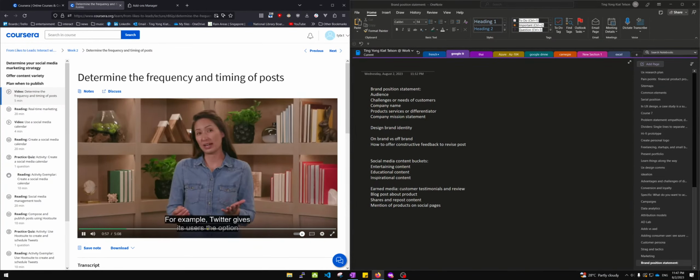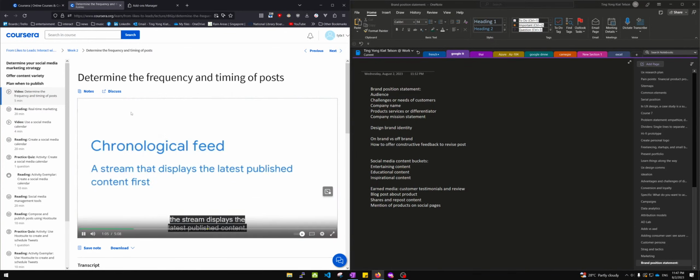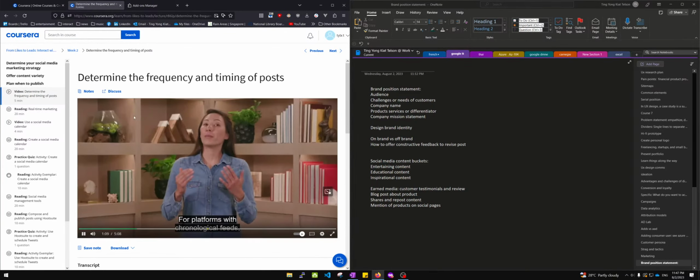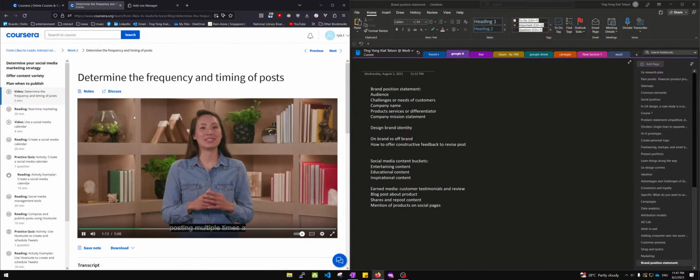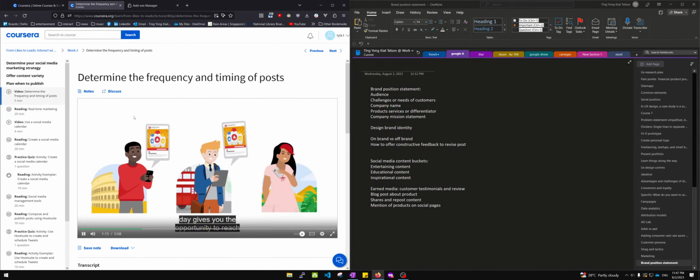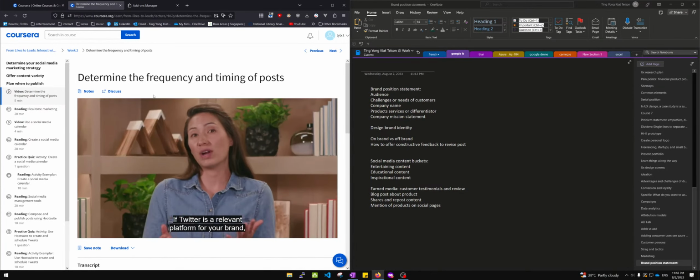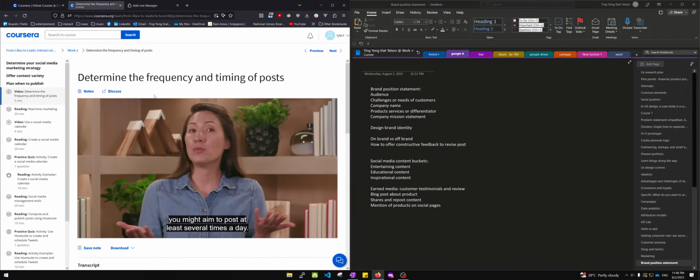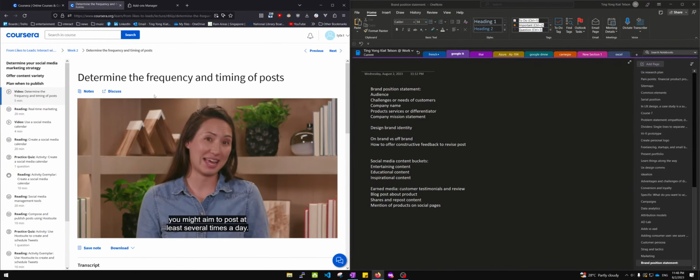For example, Twitter gives its users the option of viewing their posts in a chronological feed. When users customize their feeds in this way, the stream displays the latest published content first. For platforms with chronological feeds, posting multiple times a day gives you the opportunity to reach your target audience in different time zones and at various points throughout their day. If Twitter is a relevant platform for your brand, you might aim to post at least several times a day.